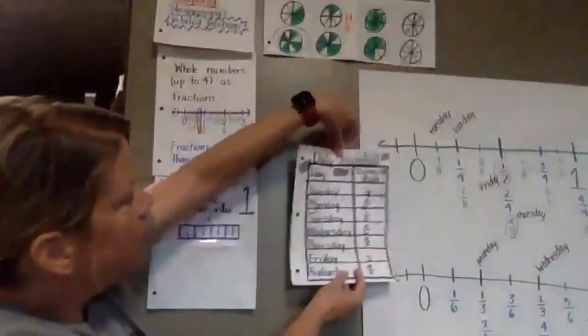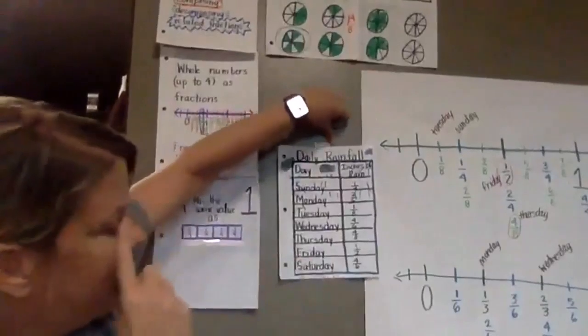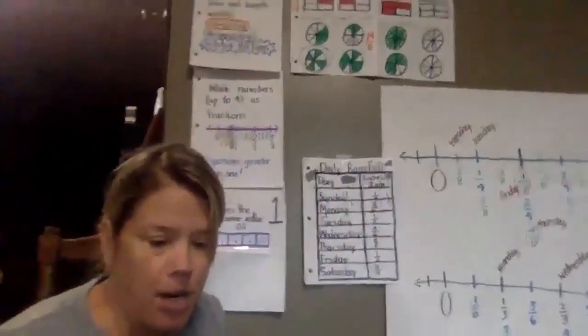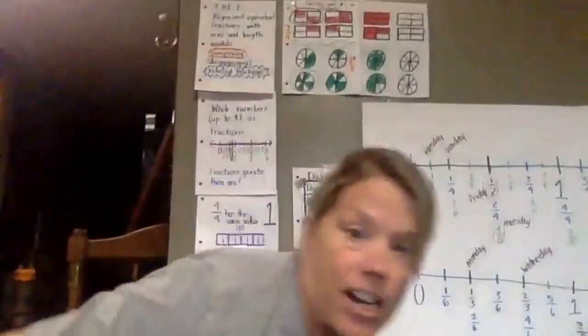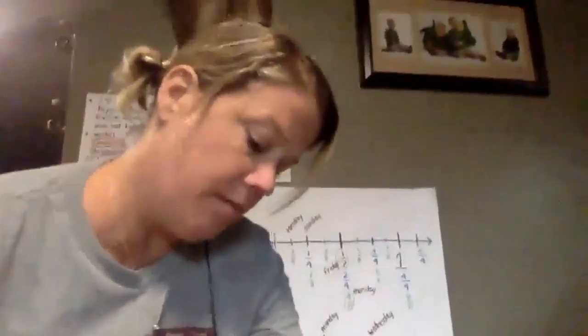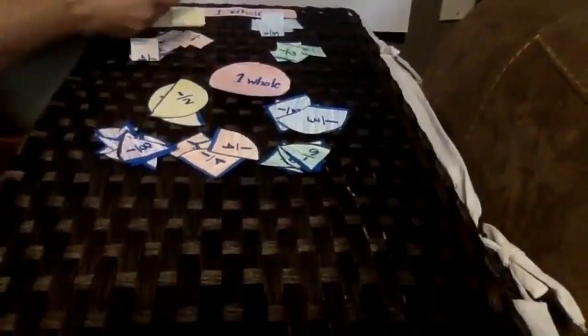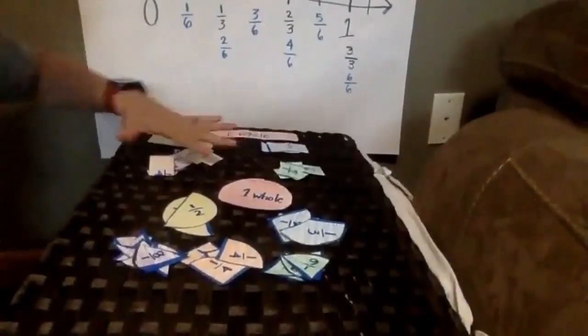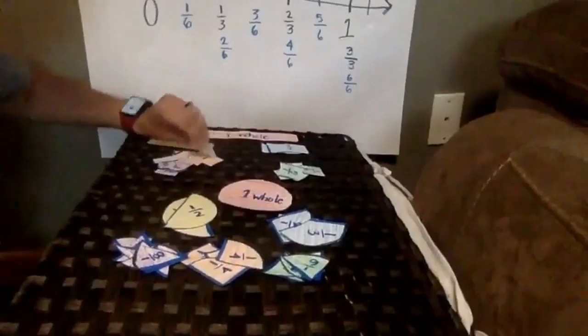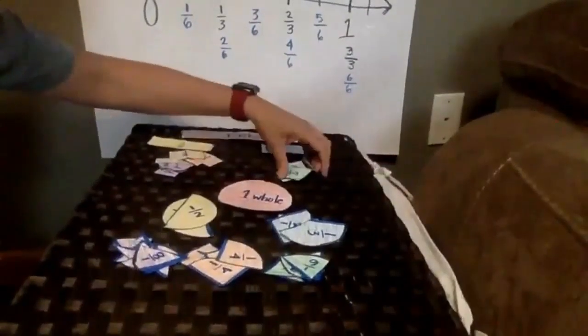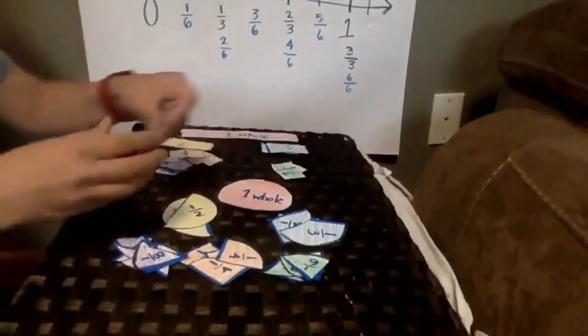4/6. Okay. So remember, Miss Street's always going to start with my fraction bars because they help Miss Street see the fractions. So I'm trying to find the same value as 4/6. When I'm thinking about my related fractions that I'm working with, thirds and sixths. Okay. So Saturday was 4/6.